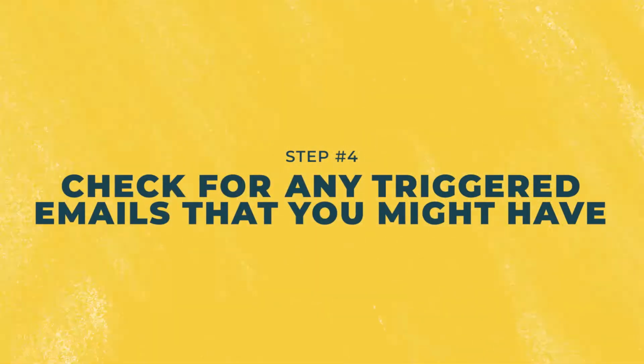Next, you need to check for any triggered emails that you might have. This could be birthdays, anniversaries, sale dates, things like that. Turn them all off. Don't let them go out to anybody. Sometimes those triggered emails may send an email to somebody who's even in an unengaged list because it's looking at a specific field in their contact information, not the fact that they're not on your main list.